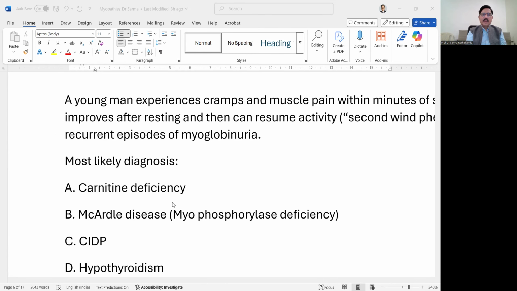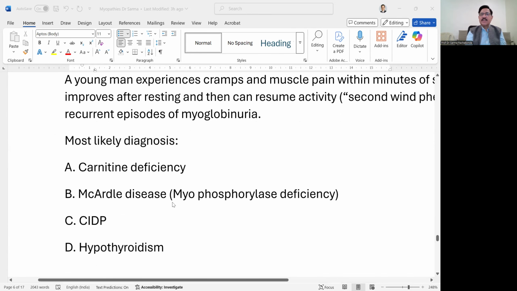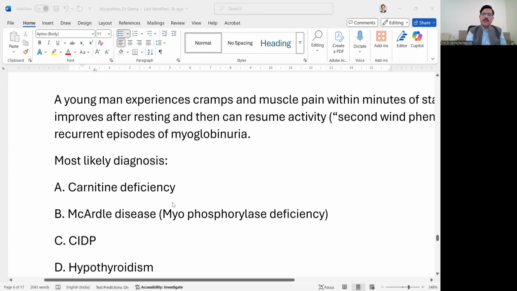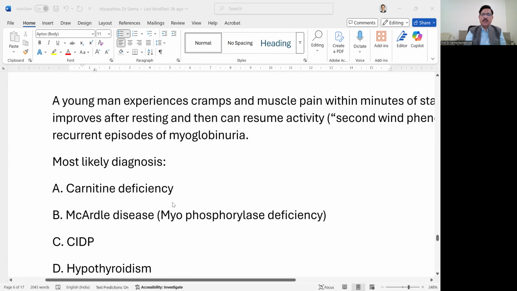Episodes of myalgia: carnitine deficiency, McArdle's disease. Usually these are metabolic myopathies, like McArdle's disease, myophosphorylase deficiency. What is the problem in McArdle's disease? The muscle myophosphorylase enzyme will be deficient. What is the use of myophosphorylase? It has to convert glycogen into glucose. Liver and muscle are the reserve bank of glycogen, and here they don't have the enzyme to convert glycogen into glucose.